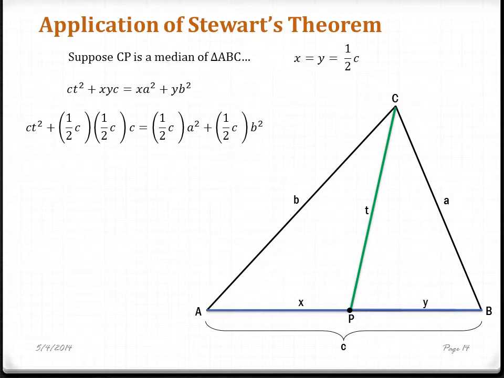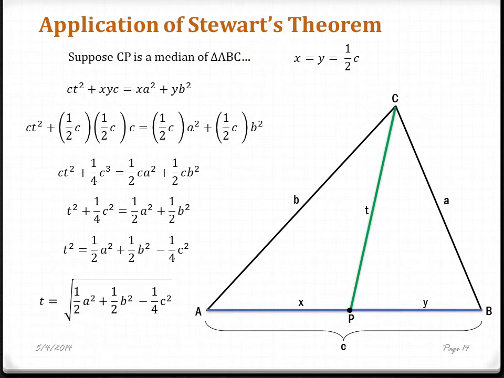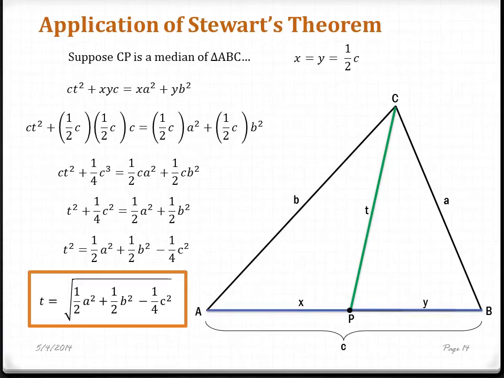Then, carrying out the algebra steps, we have ct squared plus 1/4 c cubed equals 1/2 ca squared plus 1/2 cb squared. Canceling out a c from every term, we get t squared plus 1/4 c squared equals 1/2 a squared plus 1/2 b squared. Then, t squared equals 1/2 a squared plus 1/2 b squared minus 1/4 c squared. Taking the square root of both sides, we find that the length of the median is the square root of 1/2 a squared plus 1/2 b squared minus 1/4 c squared. Every triangle has 3 medians, and the formula is very similar for the lengths of the other two.